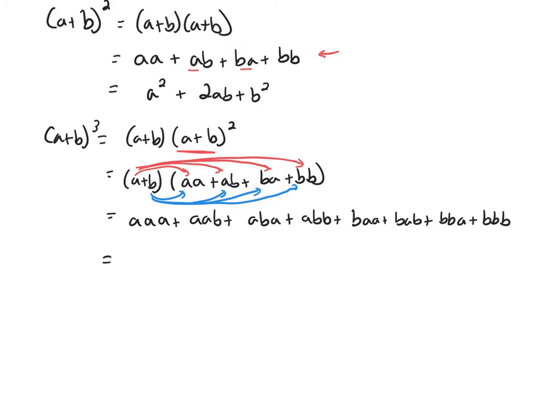So this first term would be a cubed, and then let's look for our terms that have two a's in them. There are three terms that have two a's in them and a b. Now let's look for the terms that have two b's in them. There are three of those. So 3ab squared and b cubed.